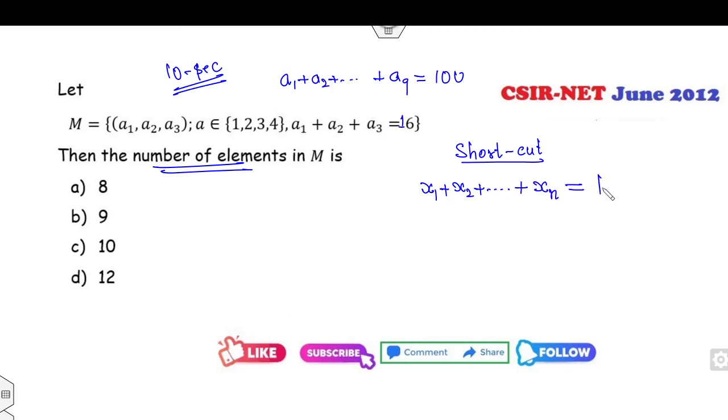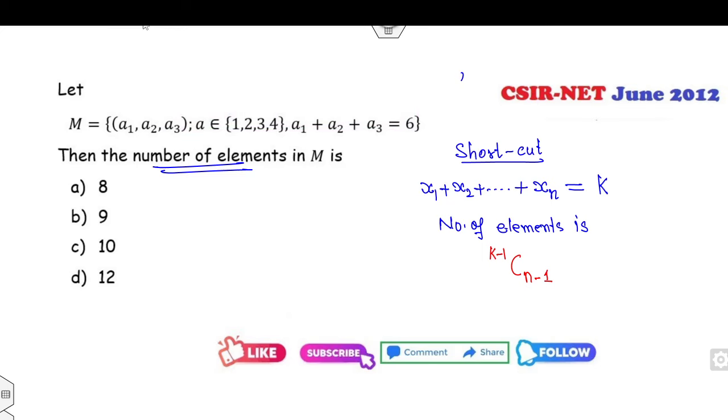If this sum will be my K, then the number of the elements is a very simple approach: K minus 1 combination N minus 1. Fine. K is a sum, N is the number of the tuples. So what is the K and N in this case? Now you can see K will be 6, so 6 minus 1 combination, and N will be 3, so 3 minus 1.